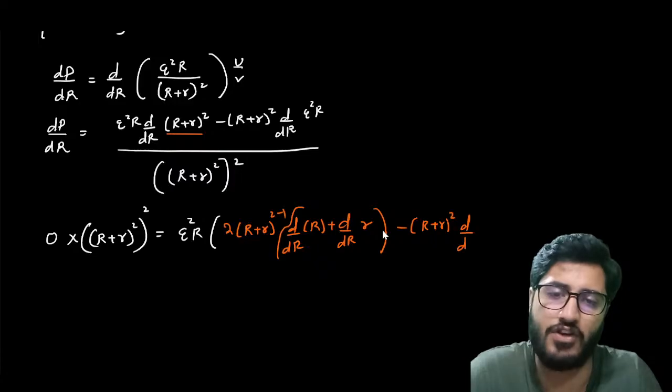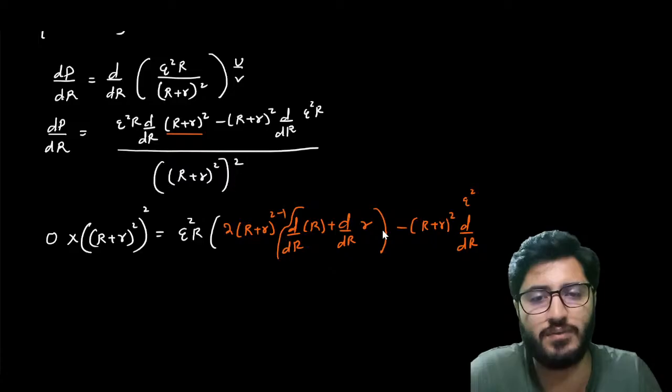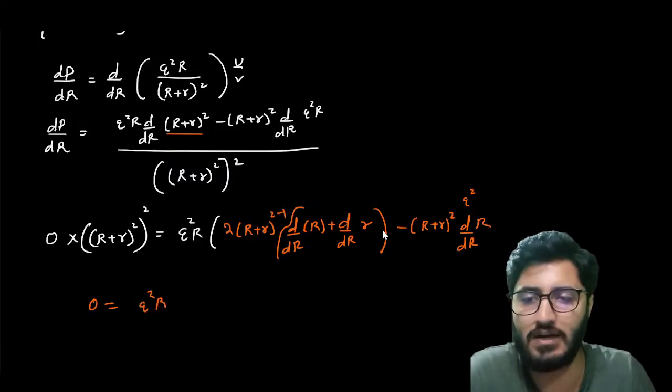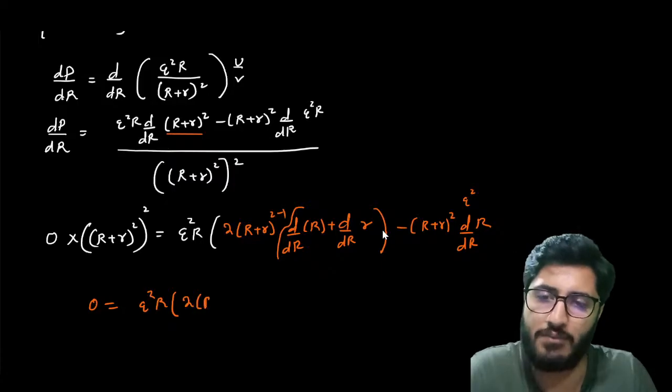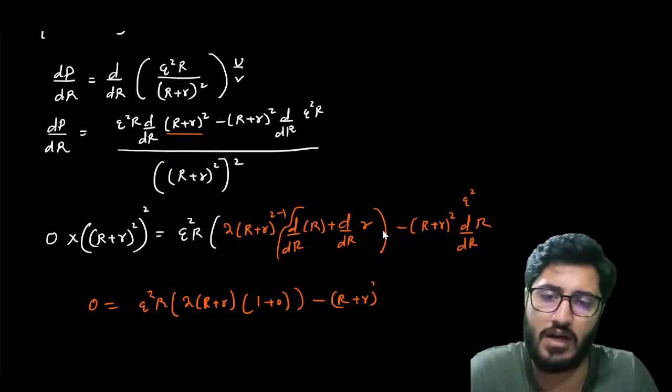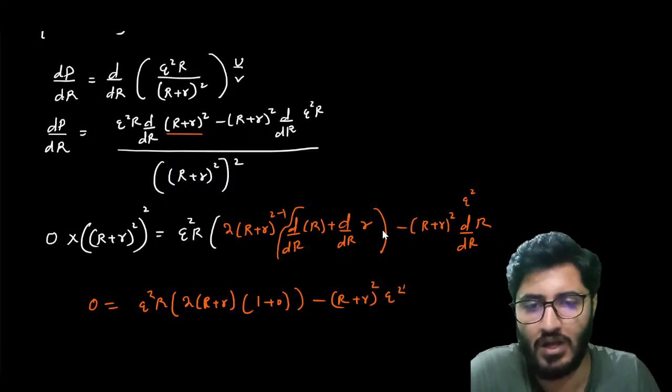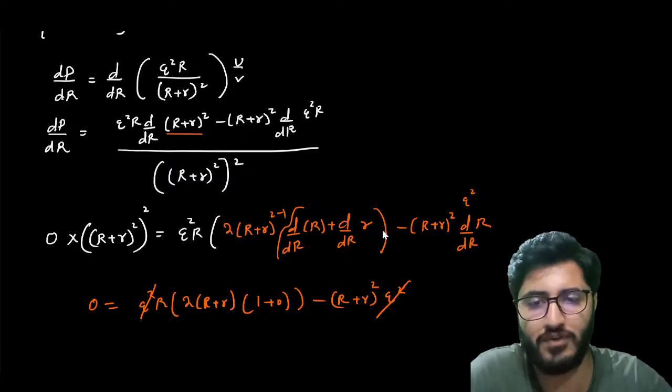Then I need to take E square outside as a constant; differentiation of R is 1, right? So 0 came out to be E square R times 2 times R plus r, differentiation of R is 1, plus 0. Then we have minus R plus r square, then it is E square only. Okay. I will take E square common, so it will become 0 now.